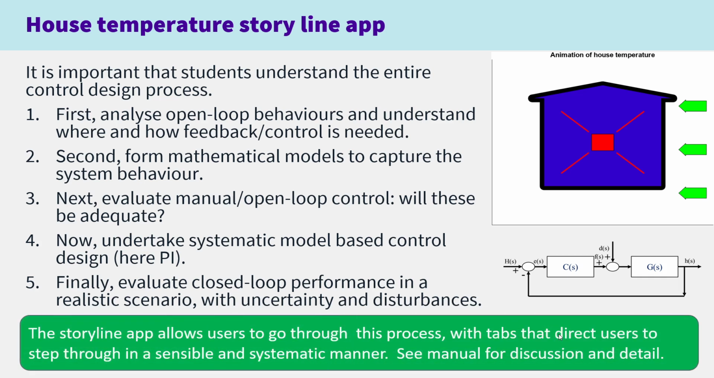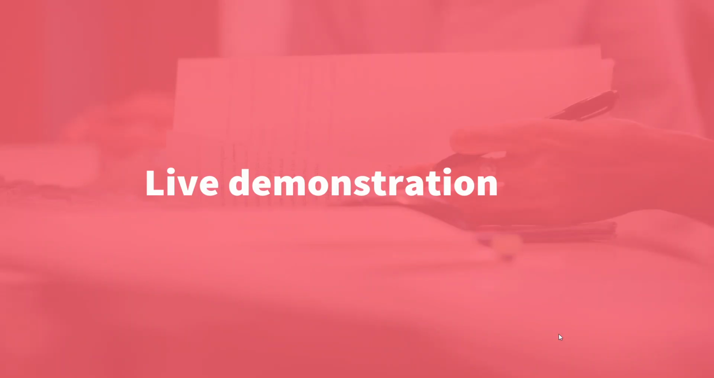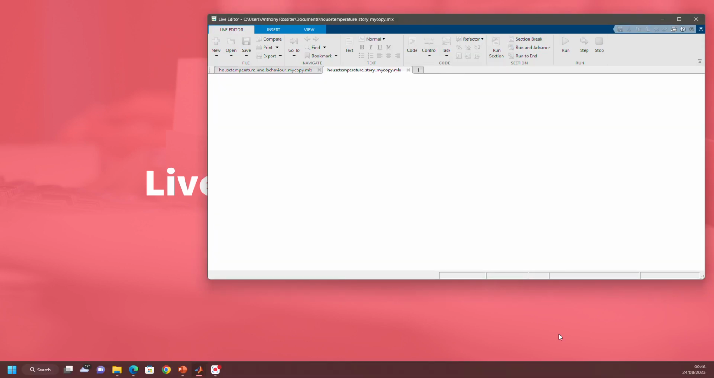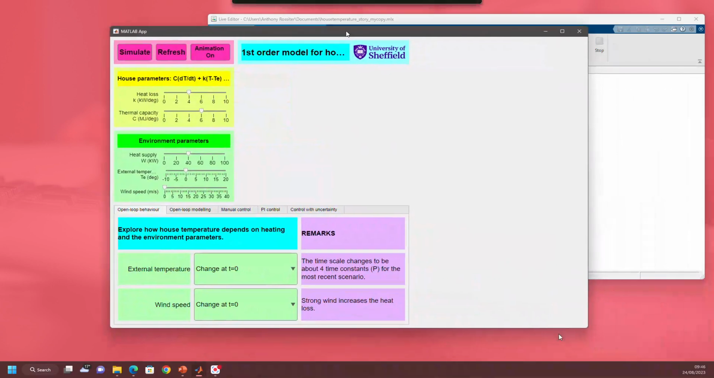So the Storyline app allows you to go through this process with tabs that direct users to each step in a sensible and systematic manner. And again, the manual will give you more discussion and detail if you need it. So let's do our live demonstration. We'll open the app. There it is. So I'll just move it across from the other screen.